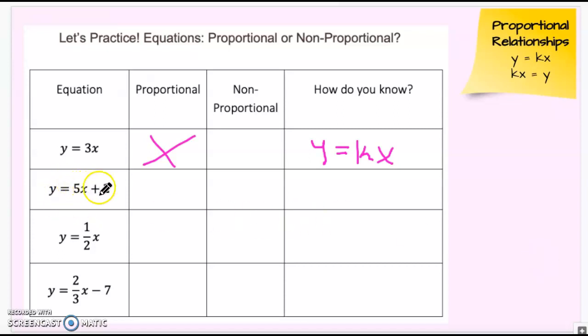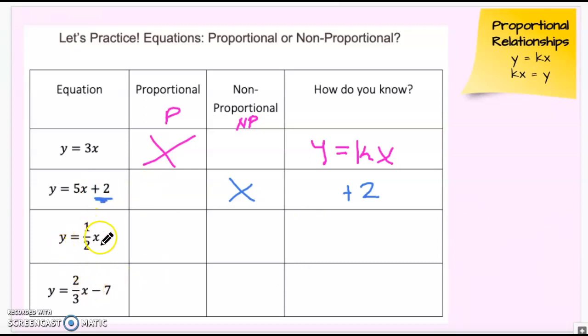Y equals 5x plus 2. Tell me, proportional or non-proportional? You could say P or NP if you don't want to type the whole thing. Proportional or non-proportional, and how do you know? What do you think? This, hopefully you told me, is non-proportional. It has a plus 2. It has y equals kx and then plus an extra 2 here. Nope, non-proportional. All right, try the next one.